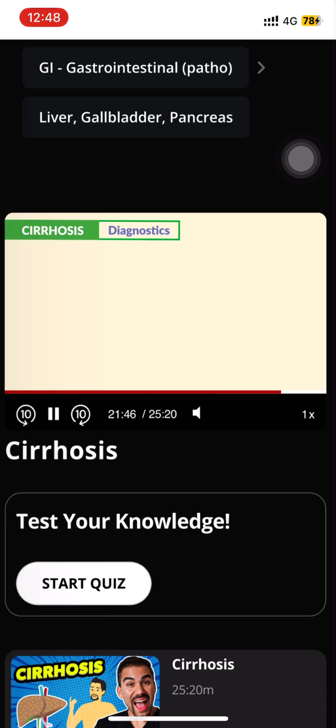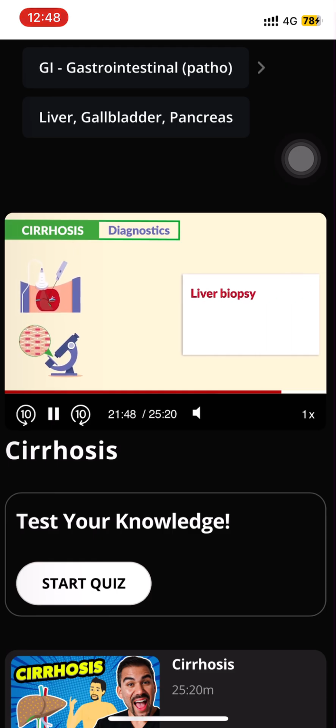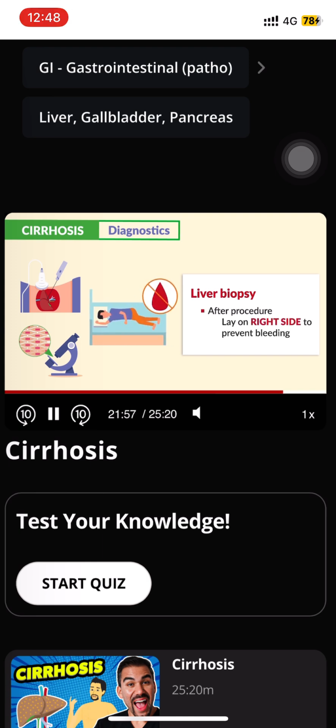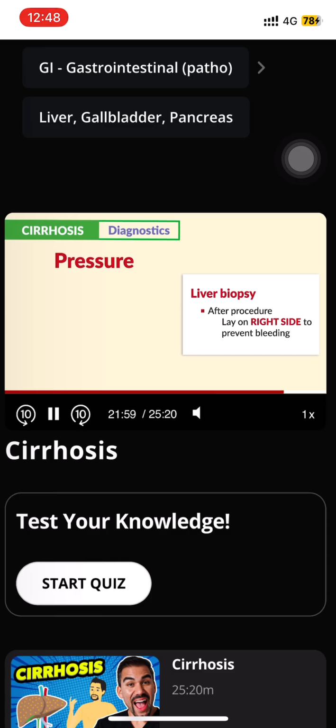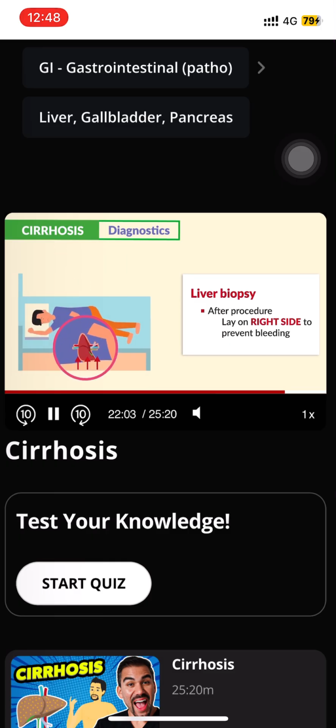Now for diagnostics, a liver biopsy can be taken to analyze tissues. So key point here is after the procedure, we have clients lay on the right side to prevent bleeding. So we always put pressure on anything that is bleeding. In that same way, we want to put pressure on the liver to prevent bleeding.